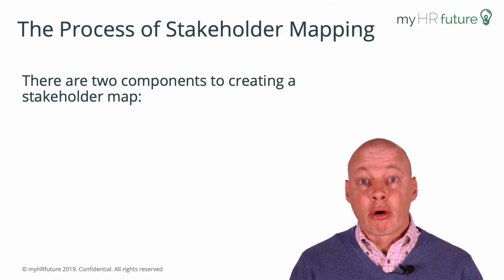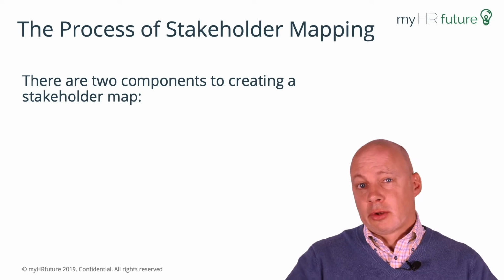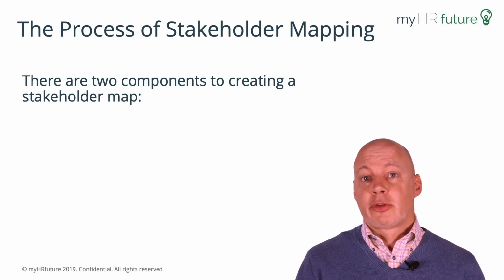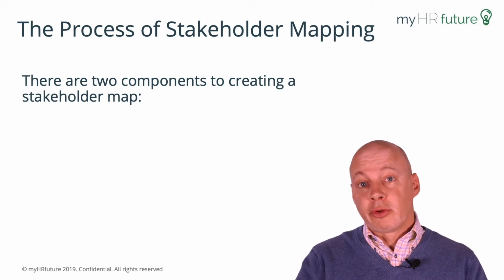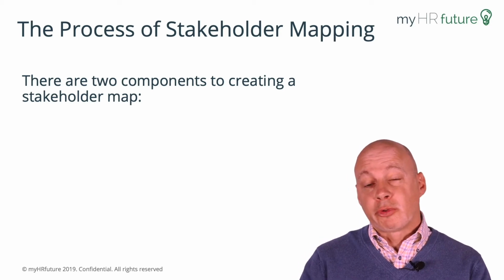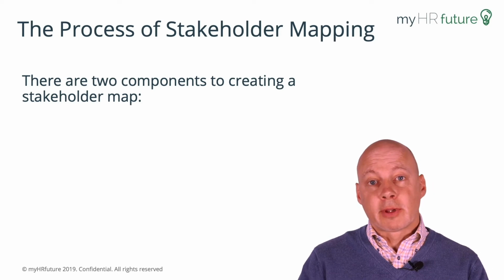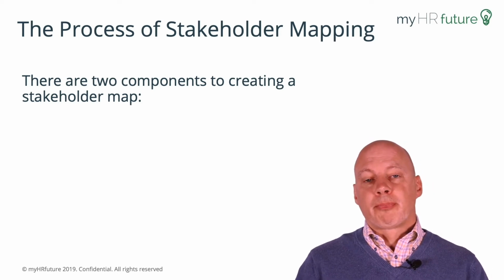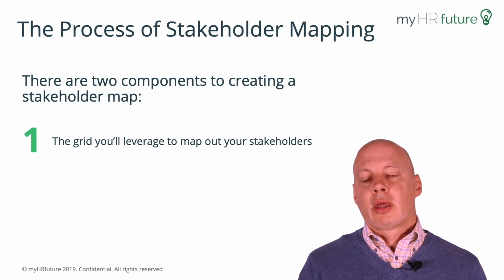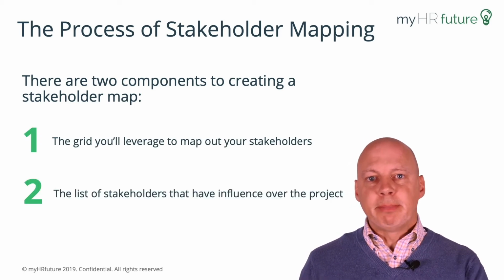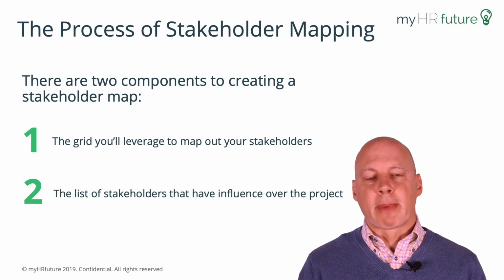Let's look at the process of stakeholder mapping. I'm going to describe this process here, but at the end of the course, you can also download some templates which will help you through it. Effectively, there are two components to this. There's the grid that shows the map, and then there's the people that you want to place on a map.